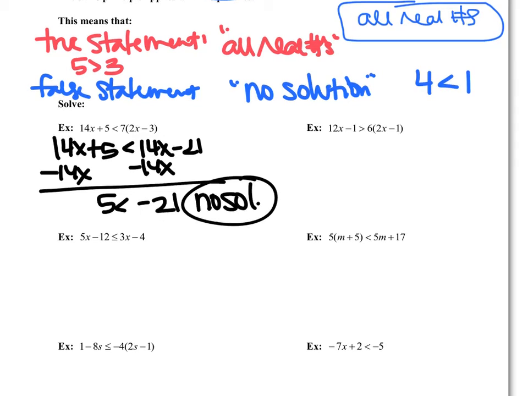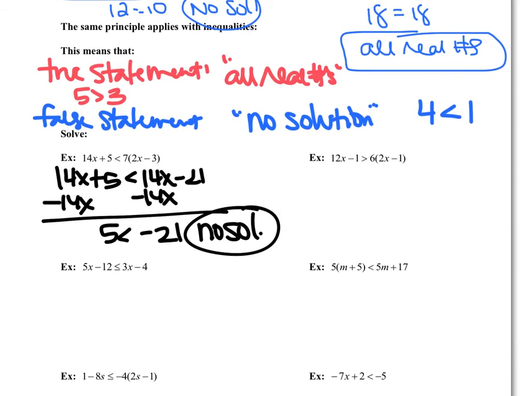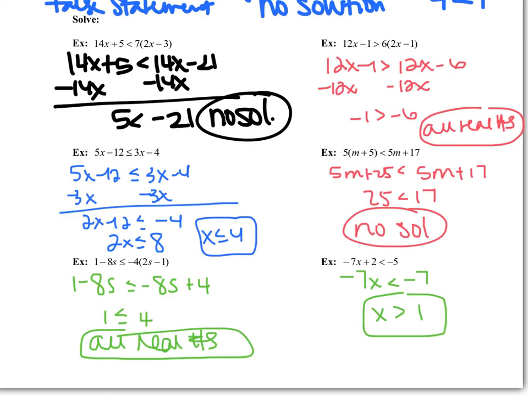Try the next 5 examples. Pause the video, press play when you're ready to come back. So on the first example, you would distribute and then minus 12x from both sides. Negative 1 is greater than negative 6, so your answer is all real numbers.